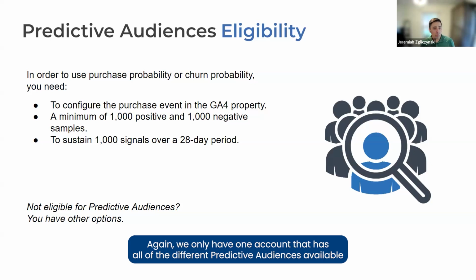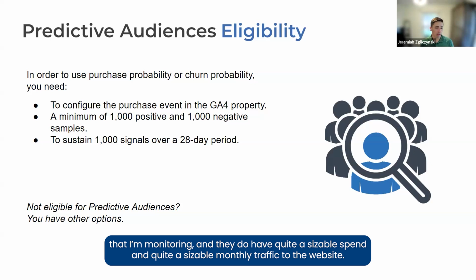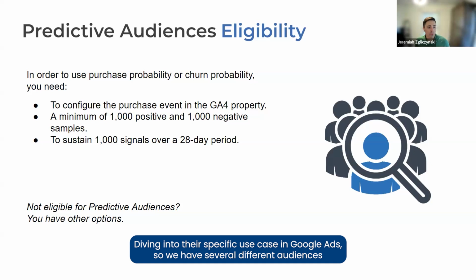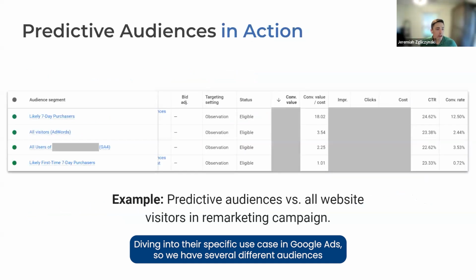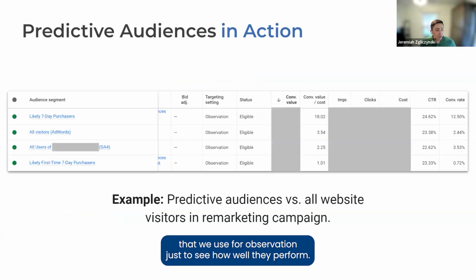Again, we only have one account that has all of the different predictive audiences available that I'm monitoring, and they do have quite a sizable spend and quite a sizable monthly traffic to the website. Diving into their specific use case in Google Ads. So we have several different audiences that we use for observation just to see how well they perform.